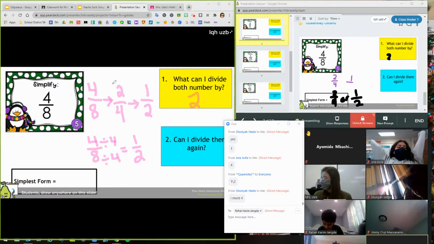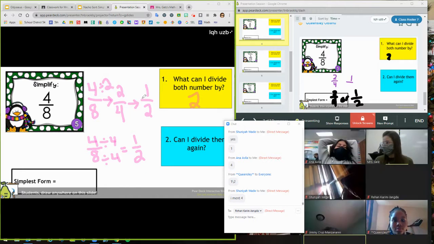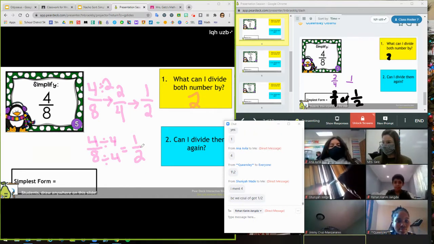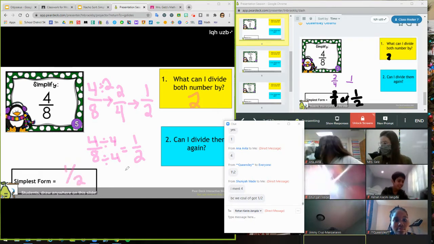So my friends, it would work if we divided by 2 like we did. We just have to do it twice. But if we divide by 4, it's kind of like a shortcut, right? We get ourselves to our simplest form a little bit quicker. All right, are we ready for our next one? Here we go.